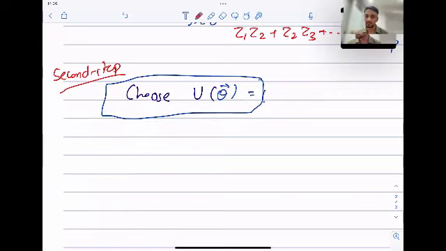Is this clear? Can I get a thumbs up if this idea is clear about commutativity, specifically when operators are acting on different qubits? Thank you. I see a number of thumbs ups. I'd like to see more, but please ask questions if anything is not clear.